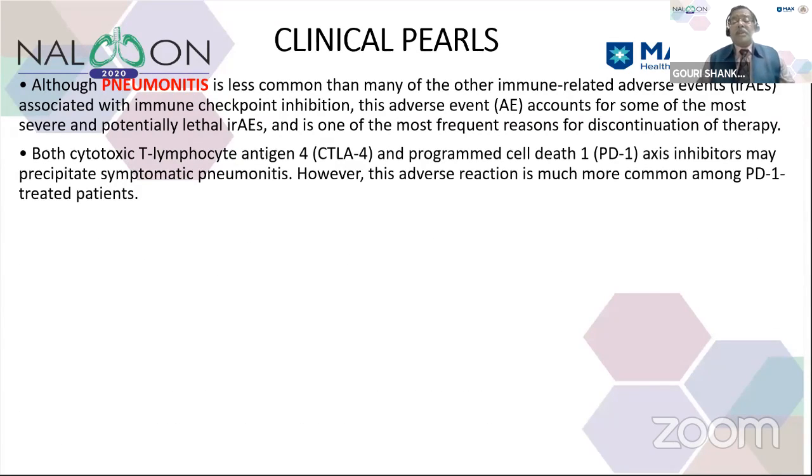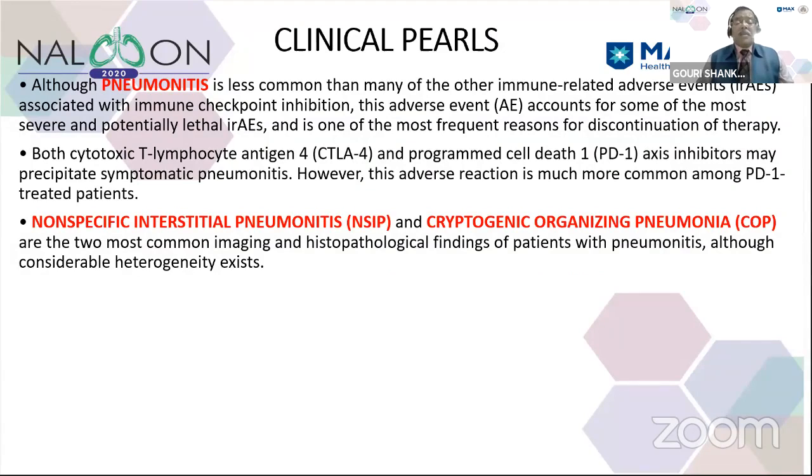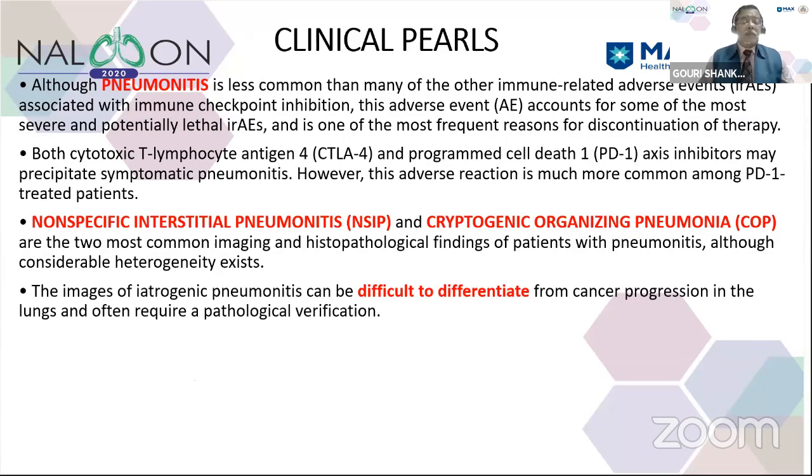Both the available types of drugs that we have, one for CTLA4 and the programmed cell death PD1 and PDL1 drugs, they all can cause it, but it's more common with the ones that we use more commonly and that are available in India, the immune checkpoint inhibitors. Non-specific interstitial pneumonitis and cryptogenic organizing pneumonia are the two most common imaging and histopathological findings in patients with pneumonitis, although considerable heterogeneity exists. The image is difficult to distinguish from cancer progression in the lung, and this is very important and often requires pathological verification.